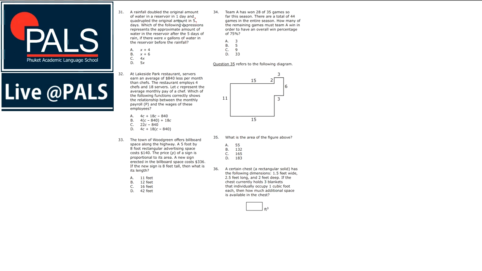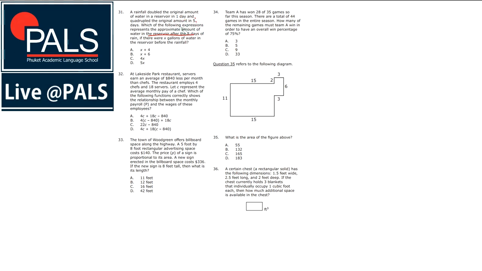Yeah, so this question is a bit tricky. It plays with us a little bit, so we get too much information here. So the question is basically, if there were x gallons of water in the reservoir before the rainfall, what represents the approximate amount of water in the reservoir after 5 days? So the information that we don't need is the information that it was doubled after 1 day.